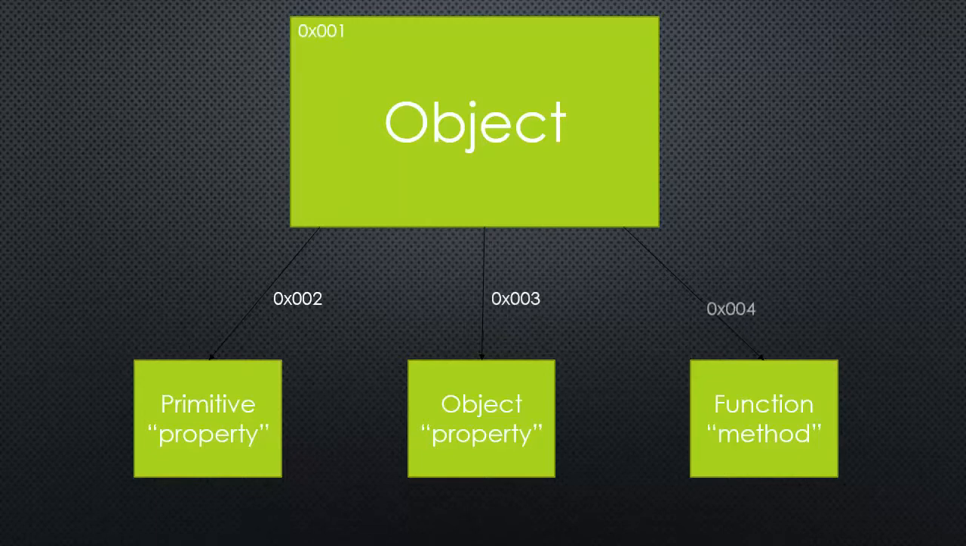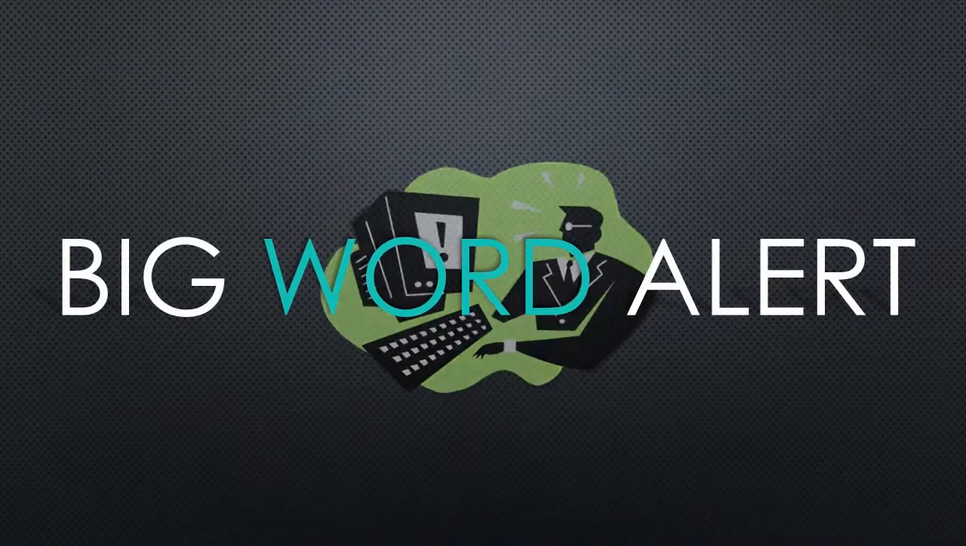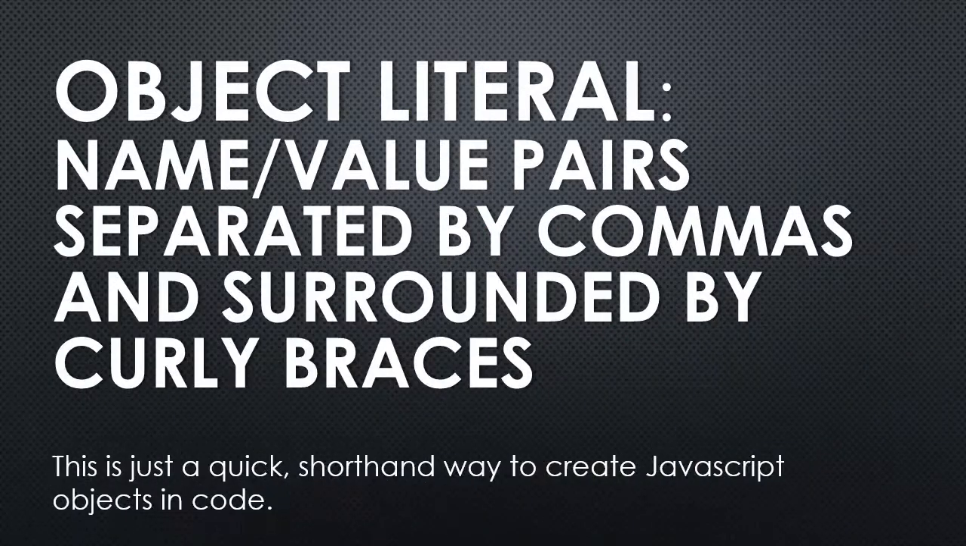And really these you might think of as pointing to a particular spot or address in memory where these different properties, these different methods, that is to say these different values attached to names on the object, live. And that gets us to one more big word alert, because in JavaScript we can write in what's called an object literal. That is, when I'm typing my object, I can take a sequence of name-value pairs, separate them by commas, and surround them with curly braces, and that's a very quick way to create a JavaScript object when I'm typing in my code.